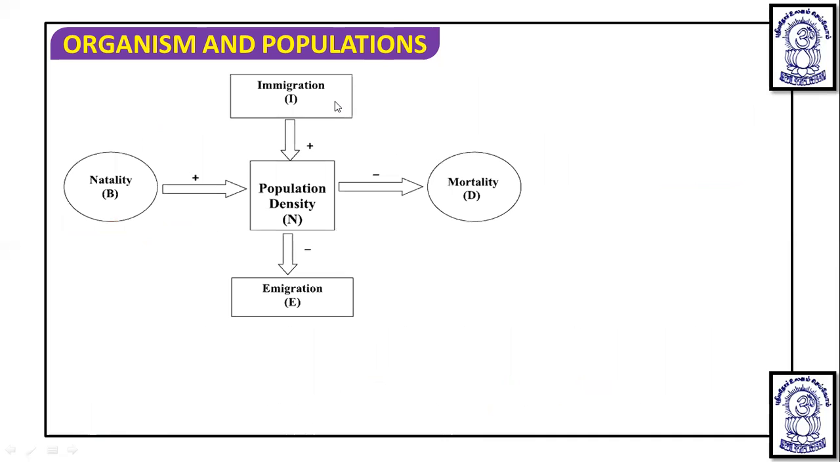Now if you want to compare all this, you can see that natality is the birth rate, mortality is the death rate. So natality is increasing the population and mortality is decreasing the population density. Whereas immigration is also increasing the population and emigration is decreasing the population. So if we take all four, and by using these population characteristics, the density of population at time t can be expressed after a period of time t plus 1.